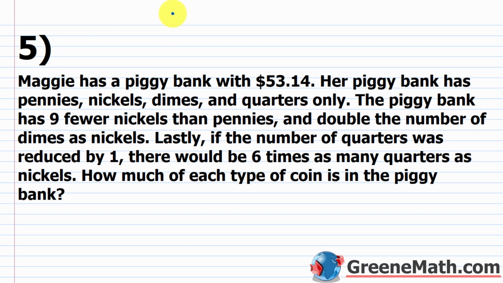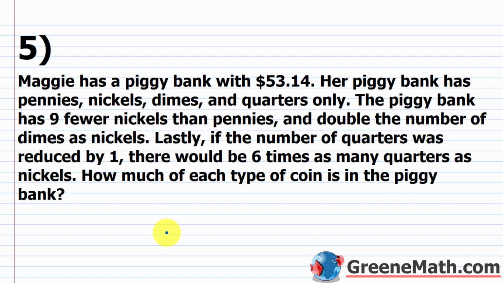All right, let's take a look at problem number 5. So we have that Maggie has a piggy bank with $53.14. Her piggy bank has pennies, nickels, dimes, and quarters only. The piggy bank has 9 fewer nickels than pennies and double the number of dimes as nickels. Lastly, if the number of quarters was reduced by 1, there would be 6 times as many quarters as nickels. How much of each type of coin is in the piggy bank?